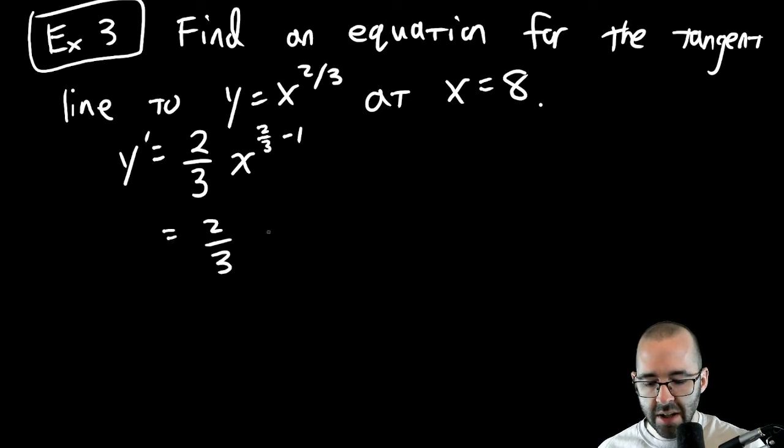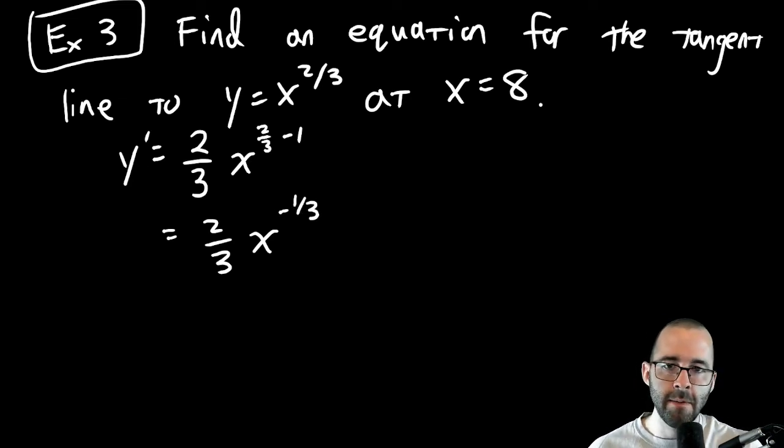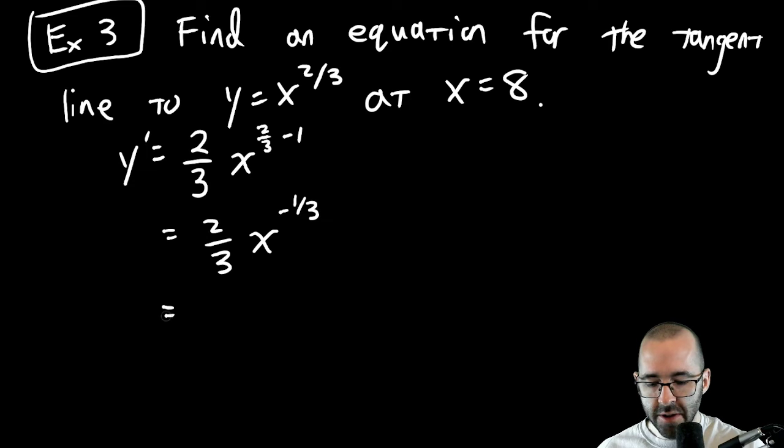Oh, it's 2/3 minus 1. That's 2/3 minus 3/3, or negative 1/3. And again, if you wanted to, you could write it like this, with negative exponents becoming positive exponents: 2 divided by 3 times the cubed root of x.